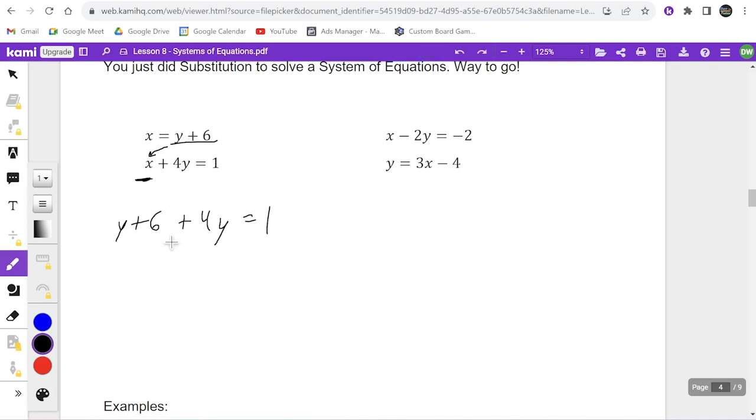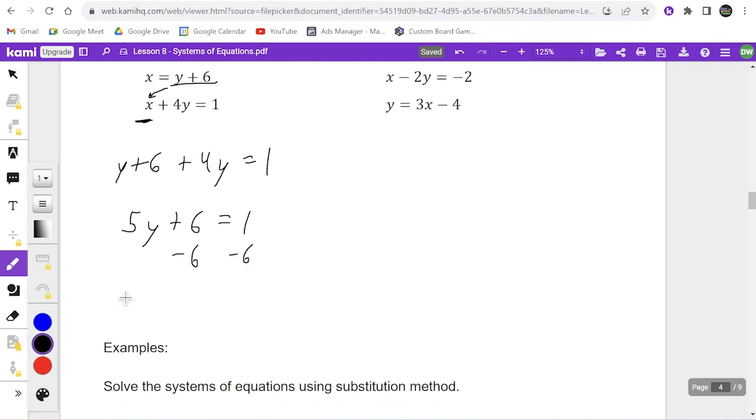That's the substitution method. And then I can combine like terms. So y plus 4y is 5y plus 6 equals 1. And then I would just subtract 6 from both sides. Looks like 5y equals negative 1. And I get y, oh, whoops, I meant negative 5. Sorry. And then you divide by 5 and y equals negative 1.